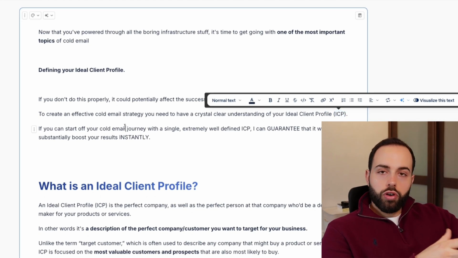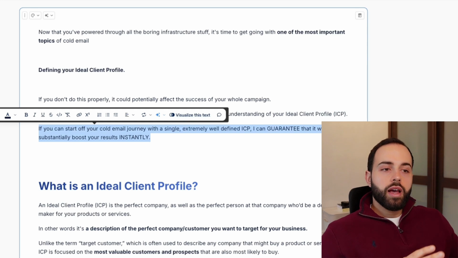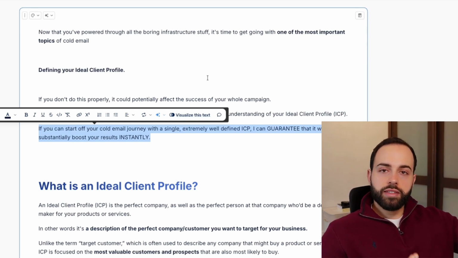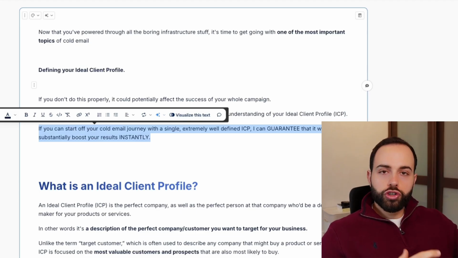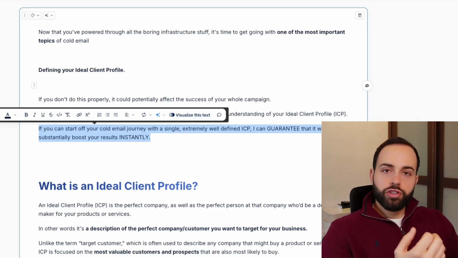If you can start off your cold email journey with a single, extremely well-defined ICP, I can guarantee that it's going to substantially boost the results that you're going to see instantly. And likewise, if you start your cold email journey without a crystal clear understanding of who your ICP is, and you're not entirely sure as to who you should be targeting, who are your highest value prospects, and you just start building a bunch of random lead lists that don't actually have a strategy behind them, then you're not going to see any results.